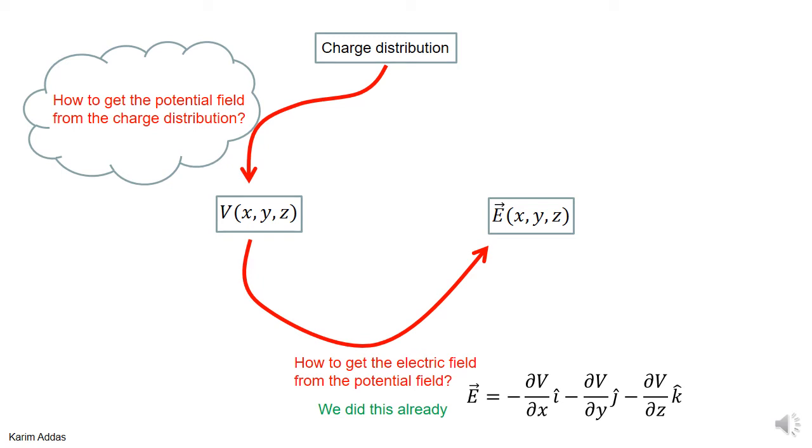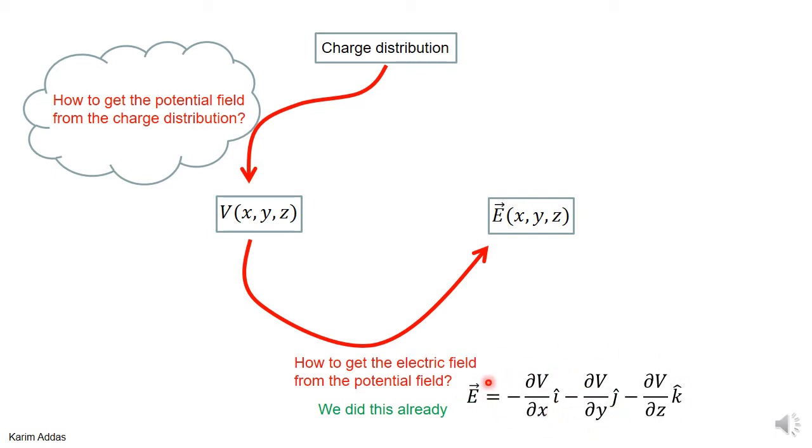Let's go back to the outline of what we're doing. We said that we want to have a new way to get the electric field. And the new way consists of two steps. The first step, if you know the charge distribution, how do you get the potential? The second step, if you know the potential, how do you get the electric field? We started with the second step, and we defined the electric field in terms of potential this way.